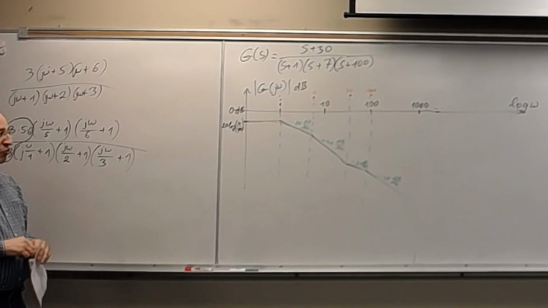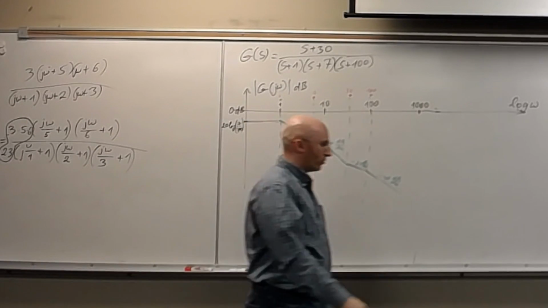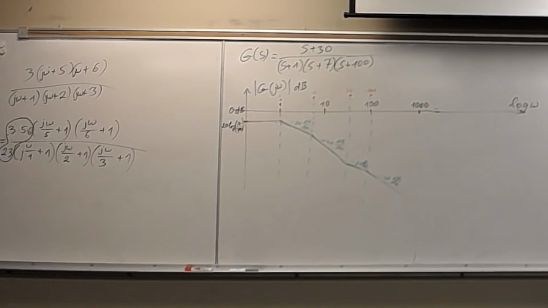Okay, phase is actually much more complicated to plot, because in phase we need to plot starting with the point which is 10 times less than the pole and then 10 times more than the pole, which is a very tricky thing to do.